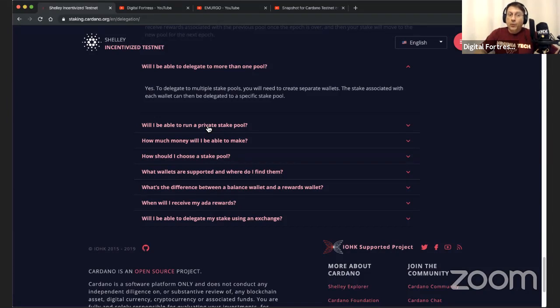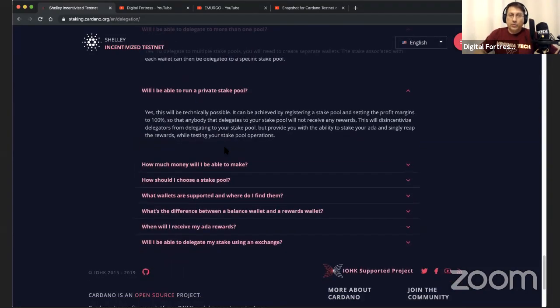Next question, will I be able to run a private stake pool? Yes, you can run a private stake pool. You can delegate to yourself. It says, yes, this will be technically possible. It can be achieved by registering a stake pool and setting the profit margins to 100% so that anybody that delegates to your stake pool will not receive any rewards. This will disincentivize delegators from delegating to your pool, but provide you with the ability to stake your ADA and singly reap the rewards while testing your stake pool operations.